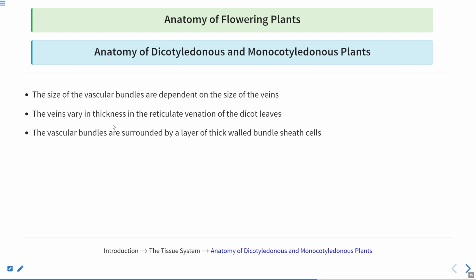The veins vary in thickness in the reticulate venation of the dicot leaf. So we have different orders of veins, right? If the veins are thick, they have reticulate venation. So dicot leaves show such types of veins, and the vascular bundle is surrounded by a thick layer of bundle sheath cells. Here you can see a thick layer of bundle sheath cells surrounding the vascular bundles in the case of dicot.